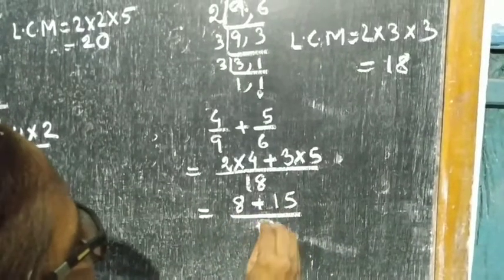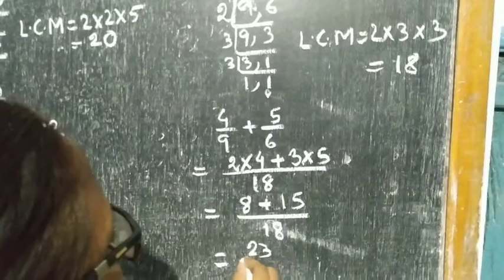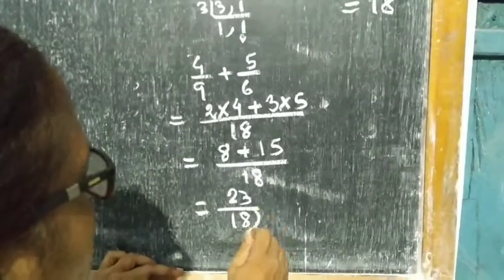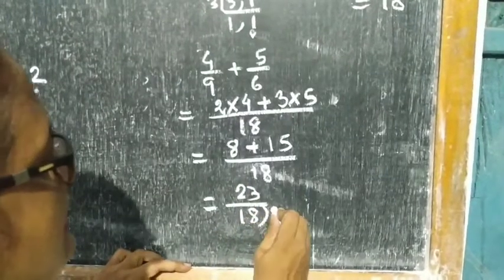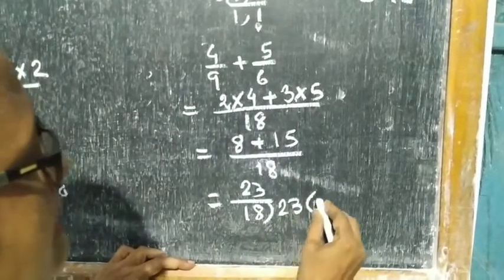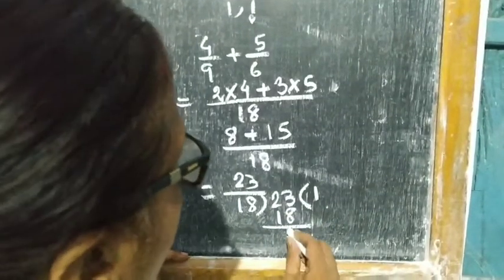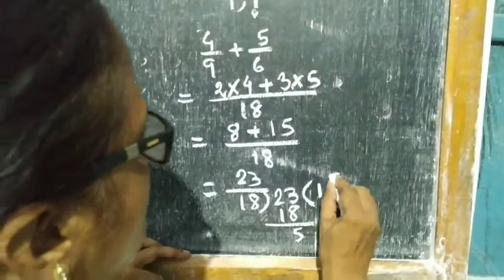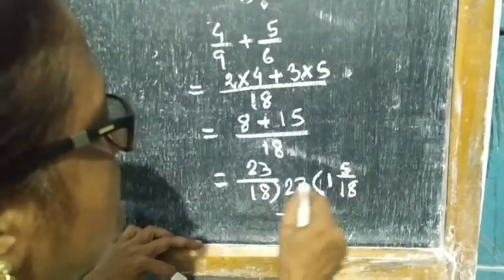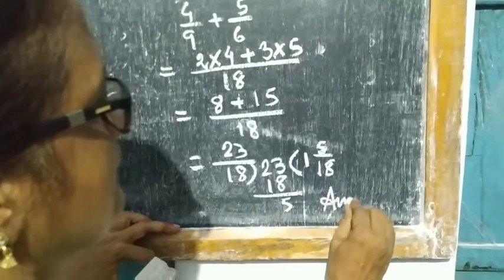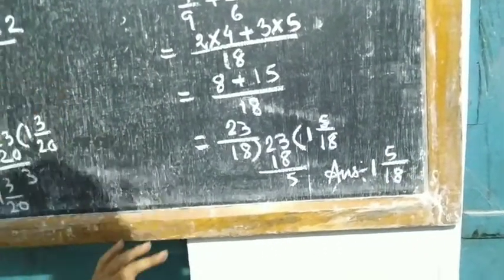15 by 18. Now 8 plus 15, 23 by 18. Now because the numerator is greater than the denominator, you have to divide 23 by 18. Once 18 is 18. So 23 minus 18, 5. So 1, and 5 by 18. This 5 will come in the numerator and this 18 will come in the denominator. So the answer is 1, 5 by 18.